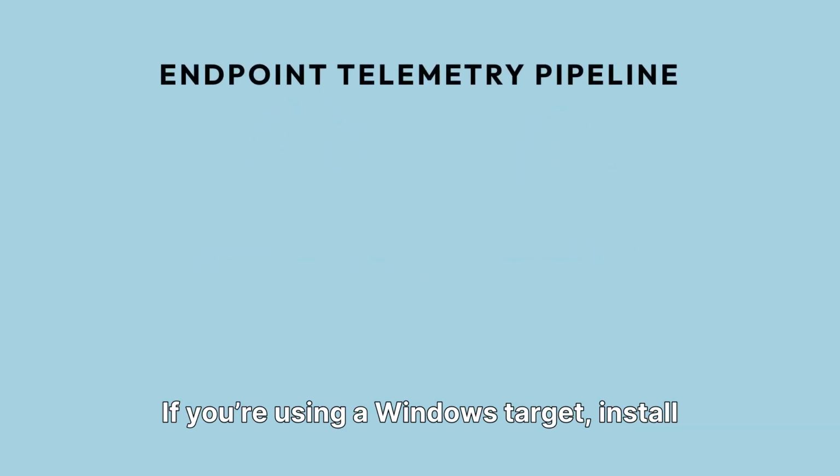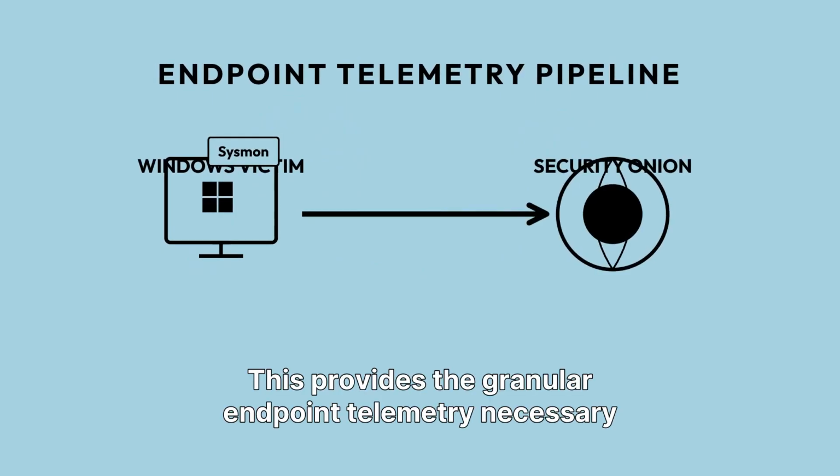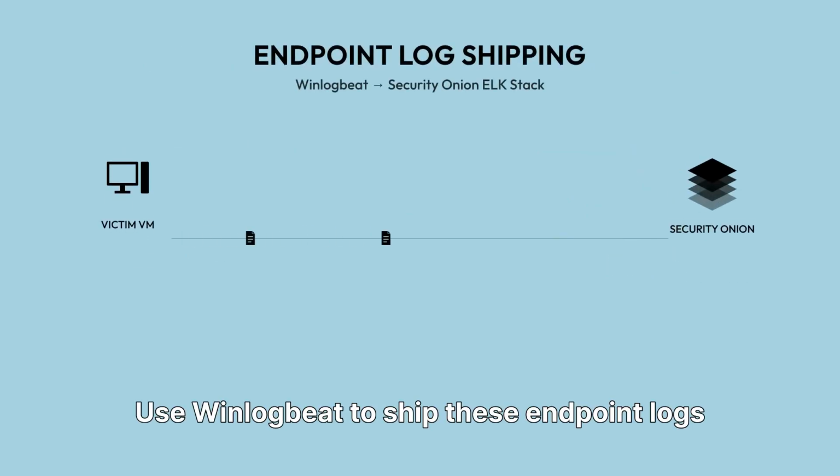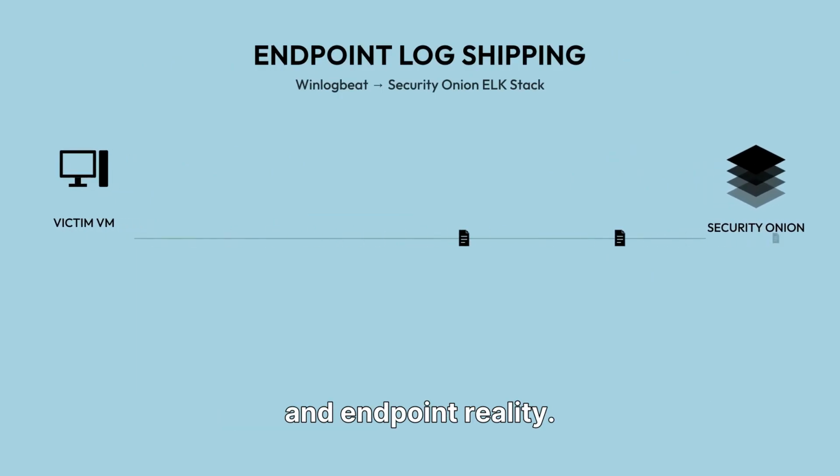If you're using a Windows target, install Sysmon. This provides the granular endpoint telemetry necessary for detecting modern threats. Use Winlogbeat to ship these endpoint logs to Security Onion. This bridges the gap between network visibility and endpoint reality.